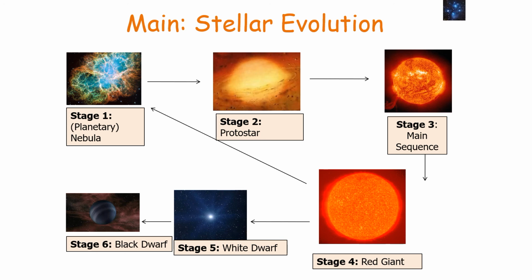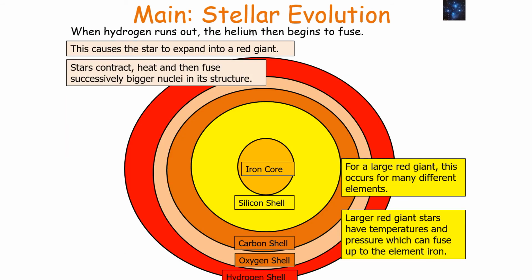Well, what about a larger star? So for a large red giant, what happens is you get many elements forming via fusion in the red giant, because larger red giants have stars with temperatures and pressures which can fuse up to the element of iron.